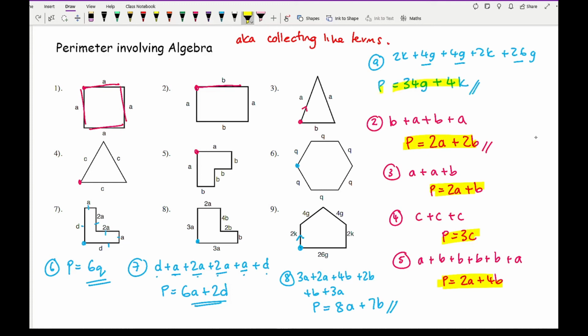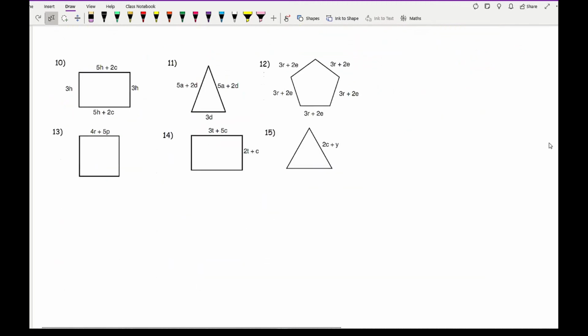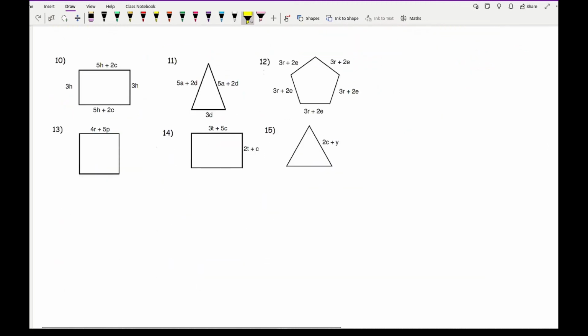So when you're working with letters, it's just a case of making sure, and obviously remembering the concept of collecting like terms. Let's just have a look at 6 more questions. So here we've got question 10. I'll try and write a bit smaller so I can fit it all on the screen. I don't know why I wrote A there.